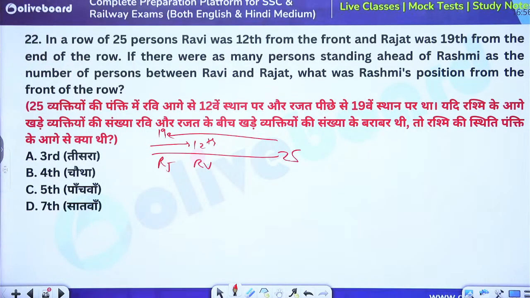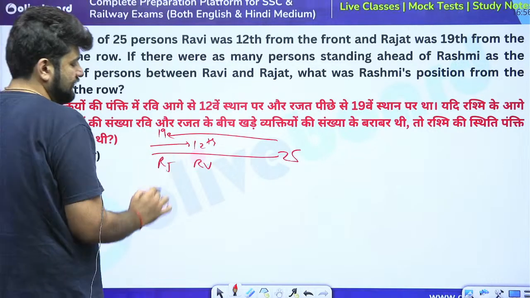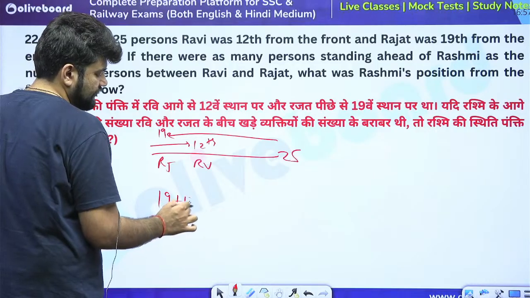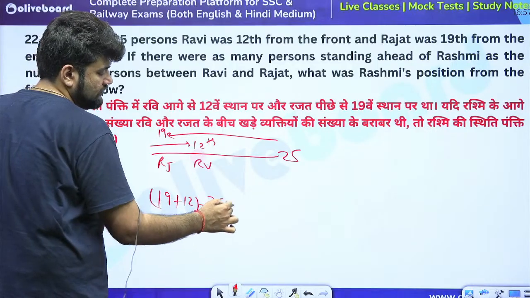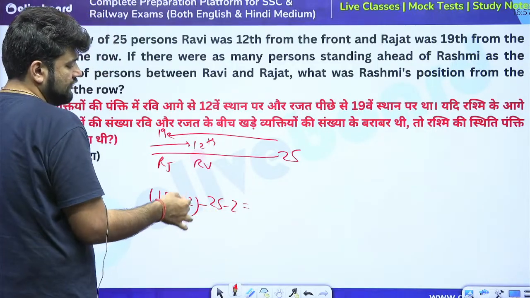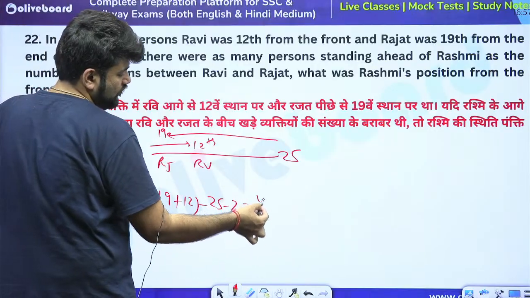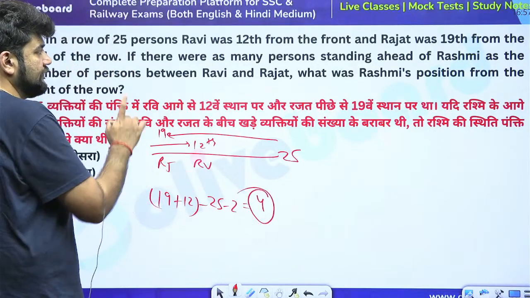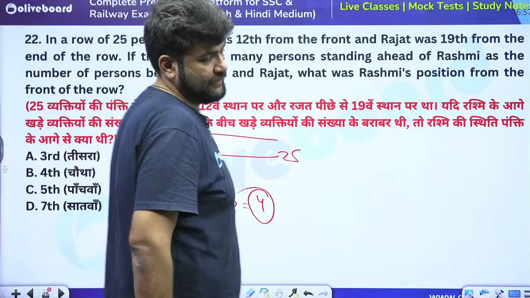They are telling us there are as many persons standing ahead of Rashmi as there are people between Ravi and Rajat. How many are there between them? So it is 19 plus 12 minus 25 minus 2. We all know this. So the answer is 31 minus 27, which is 4. So there are 4 people here between them, and 4 people are standing ahead of Rashmi.